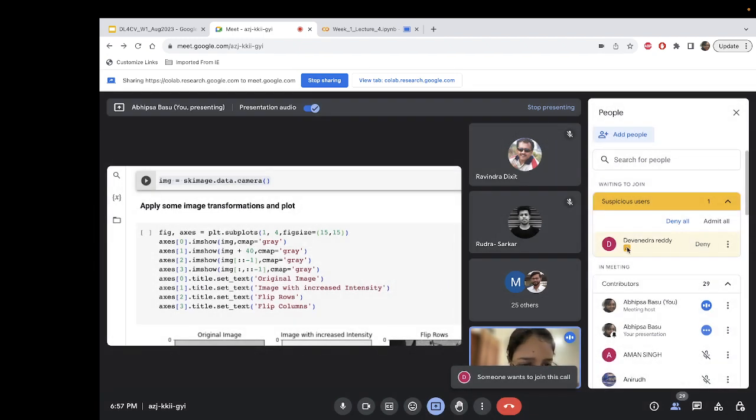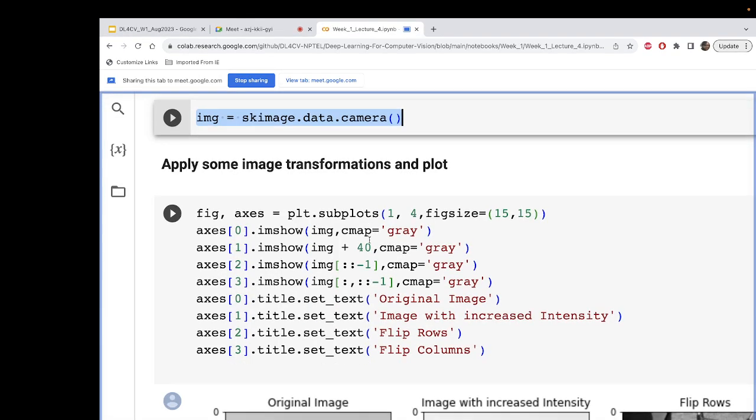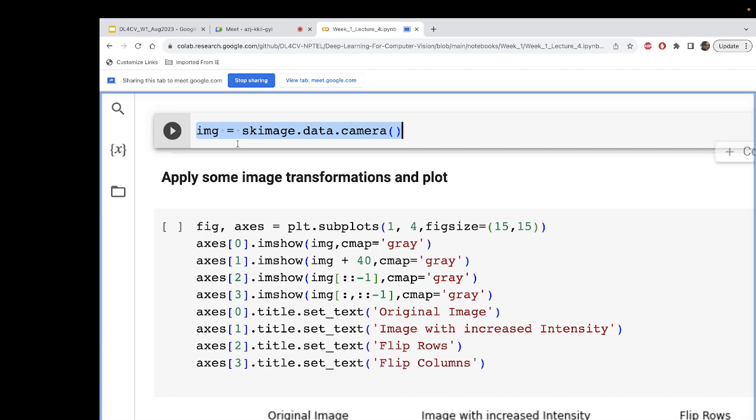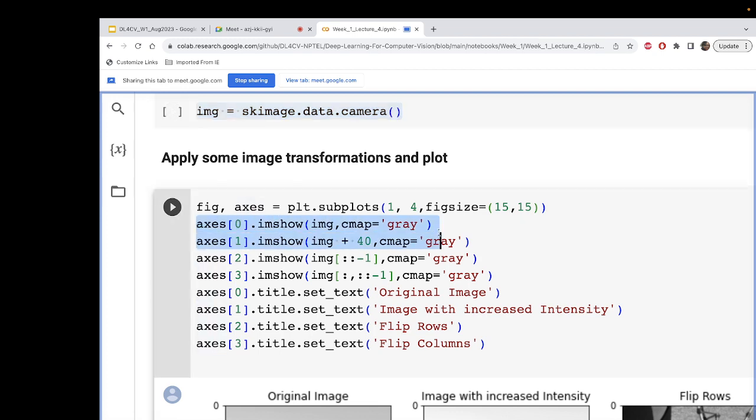Okay, so now what we'll do is we have loaded a grayscale image in our img variable, and all we want to do is manipulate it a little bit. We want to do some transformations. So let's look at them one by one.